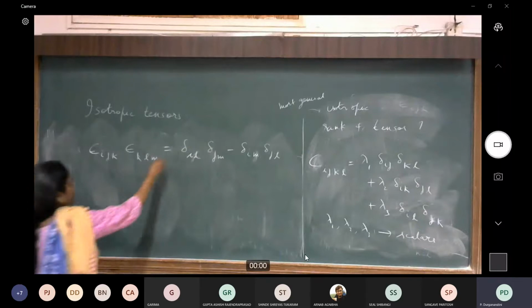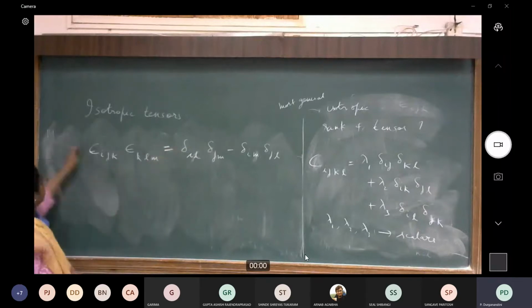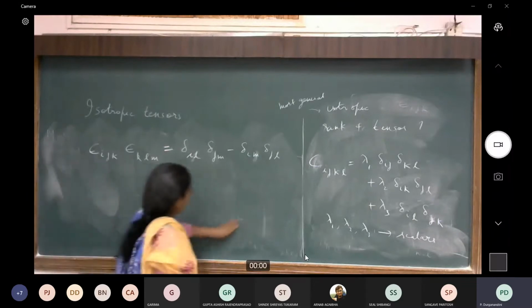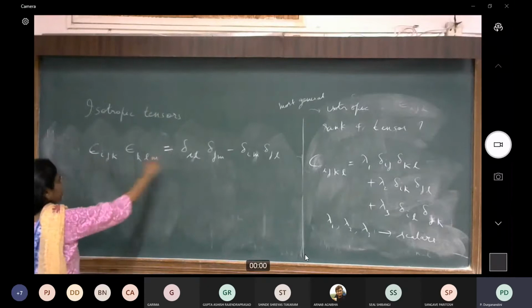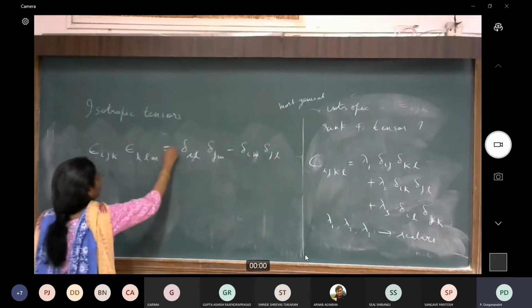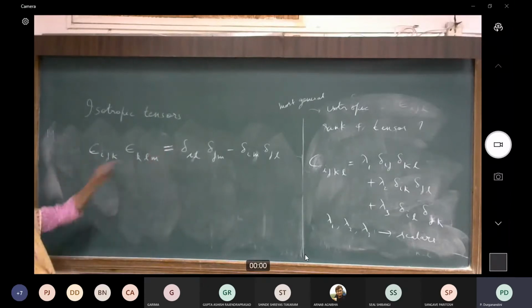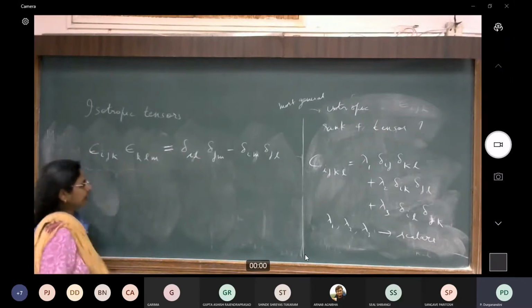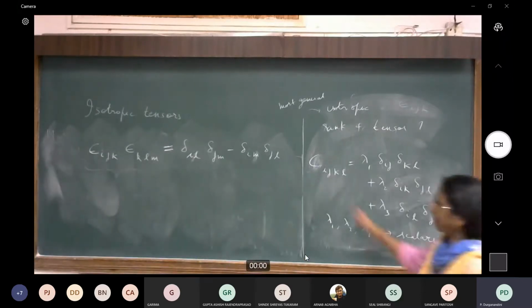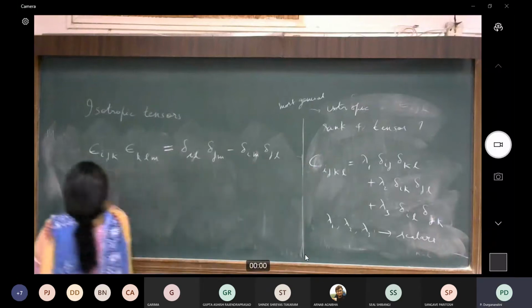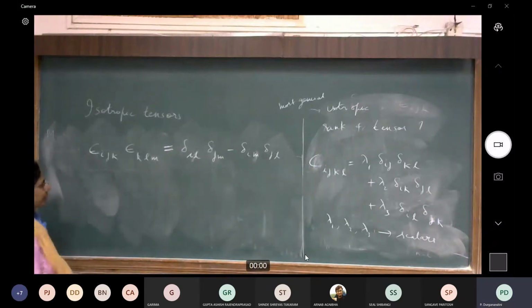All right, so I told you that epsilon satisfies this property. One way of proving this, as I told you last time, is that you explicitly take the antisymmetry properties, then construct different elements and show that the right hand side is satisfied. Or you can use the fact that this is a 6th rank tensor and I'm contracting it. If I contract a 6th rank tensor, I should get a 4th rank tensor. So now I'm going to use the second way of doing it.